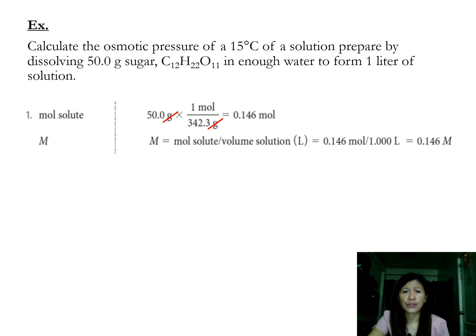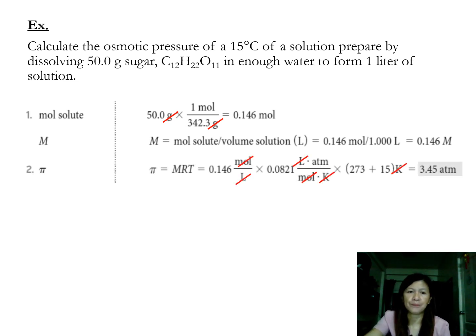Next is to compute for the concentration in molarity. Molarity is determined by dividing mole of solute by the volume in liter of a solution. The calculated mole of solute in number 1 is 0.146 mole. The given volume of the solution in the problem is 1 liter. So dividing 0.146 mole by 1, that will give us 0.146 molal.